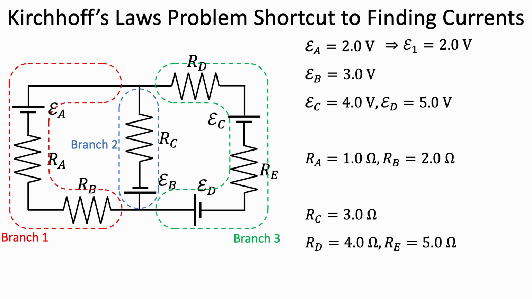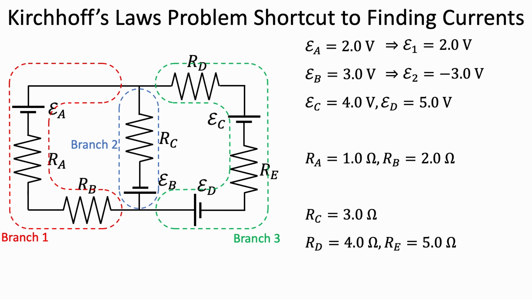Let's consider the battery in branch 2. There's only 1 battery in this branch, and it has voltage EB. Because its positive terminal is facing downward, which is the opposite of the direction of the corresponding battery that was used to find the shortcut equation, we can say that the value of E2 is the negative of EB, or negative 3 volts. In branch 3, there are 2 batteries, EC and ED.